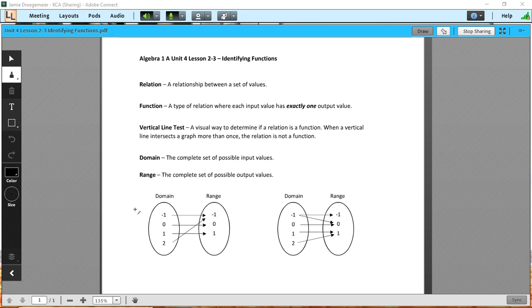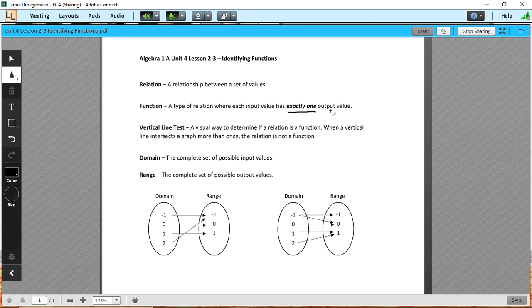A relation is basically a relationship between sets of values or sets of numbers. So height and age in people has a relationship. When we talk about functions, a function is a specific type of relation. And for it to be a function, every input value that we have in that function has exactly one output value. So we have that bolded in italics there. That's the key for determining if a relation is a function. Every input that we have has just exactly one output value that's tied to it.